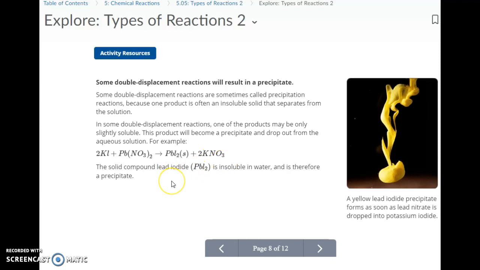So the solid compound lead iodide is insoluble in water and therefore is our precipitate, which we show by putting an S in parentheses. If something's a liquid, we could put it with an L in parentheses. If something's a gas, we put what in parentheses? A G. And sometimes with aqueous, we show it's dissolved in water by putting AQ in parentheses.